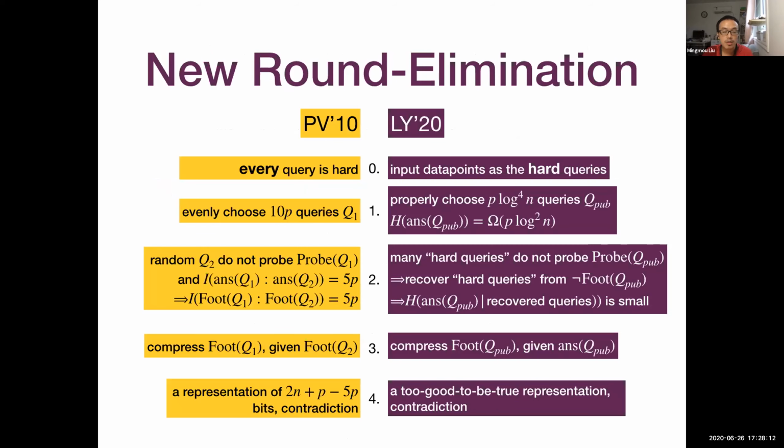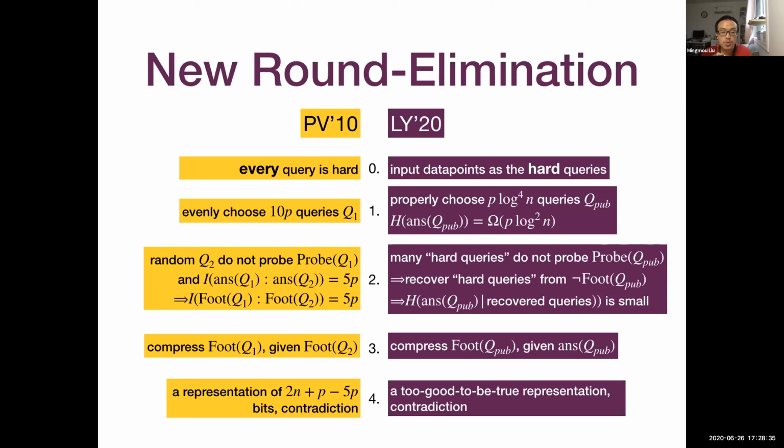We move our concern to a set of hard queries, which are precisely the data points, and we apply round elimination on the hard queries only. At first, we spend some bits to specify some queries to the cell probe algorithm, such that the answers of these queries reveal lots of information.